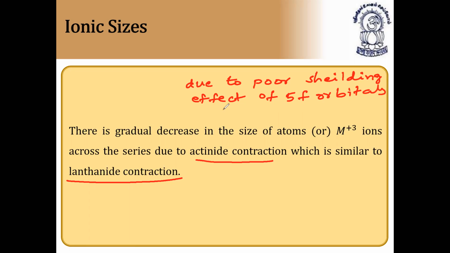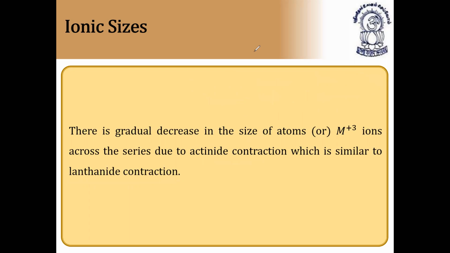the electrons in 7s orbitals will come closer to the nucleus, due to which the size becomes smaller. That is, atomic size contracts. This is called actinide contraction. Lanthanide means 4f orbitals and actinide means 5f orbitals. That is the only difference, but the property is similar.